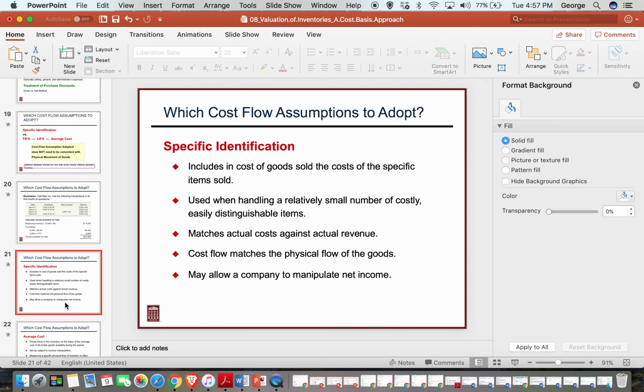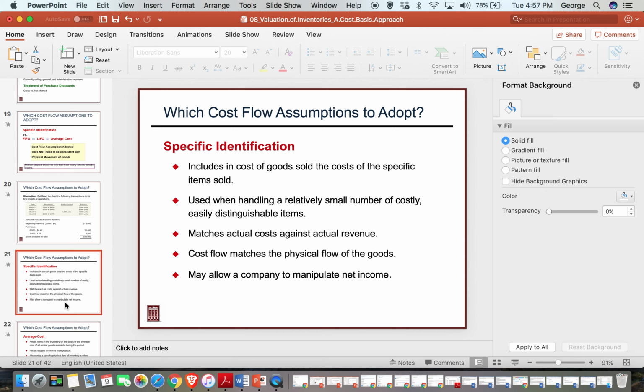All right, specific identification, talked about this earlier. It includes in cost of goods sold the costs of the specific items sold, used when looking at very few transactions, and they're costly, easily distinguishable, like diamond rings, engagement rings. We match actual costs against actual revenue, or matching principle. Cost flow matches the physical flow of goods. It may allow a company to manipulate net income using the specific identification approach.